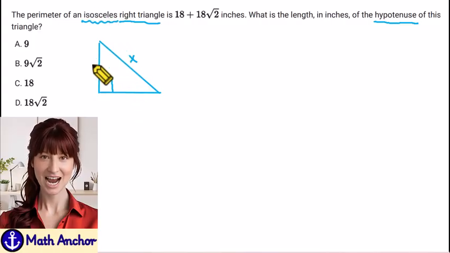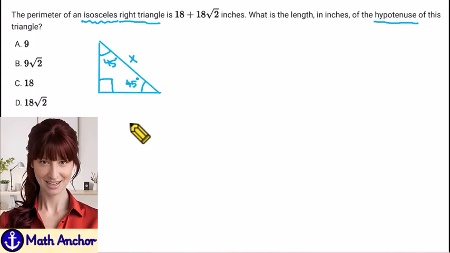We know that the sum of all three angles is 180 degrees. And because the triangle is isosceles, the acute angles are congruent. So the sum of the acute angles will be 90 degrees, 180 minus 90. So each of them will be 45 degrees. So that's an isosceles right triangle. This is the case of a special right triangle, the 45, 45, 90, we call it.